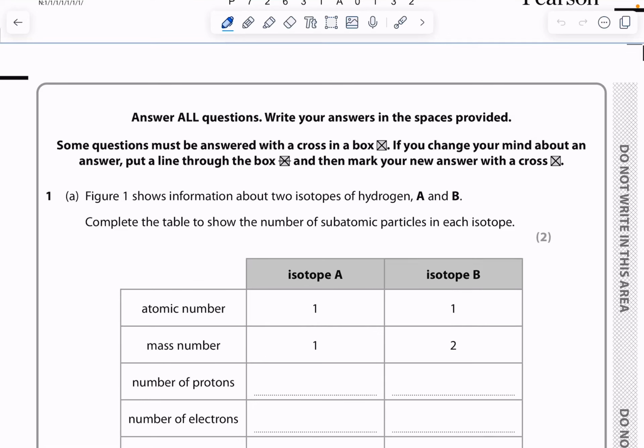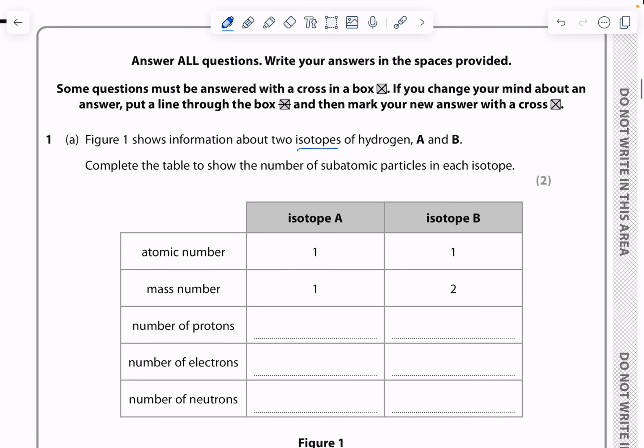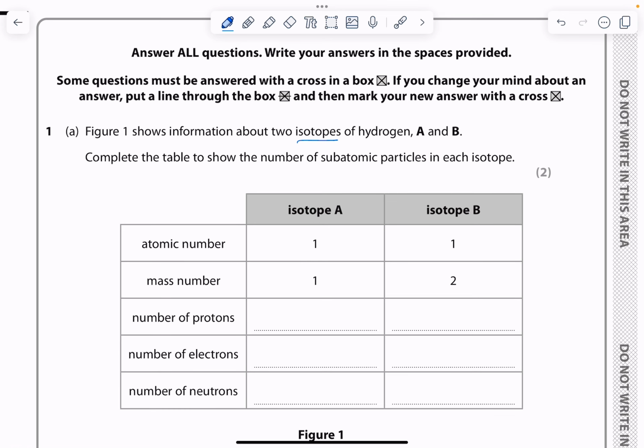So this question, we've got isotopes. And if you remember, the definition for isotope is they have the same number of protons but a different number of neutrons. That's a bit of a core knowledge fact to remember in here. But then we've got some information given, and they want us to find the number of protons, electrons, and neutrons.